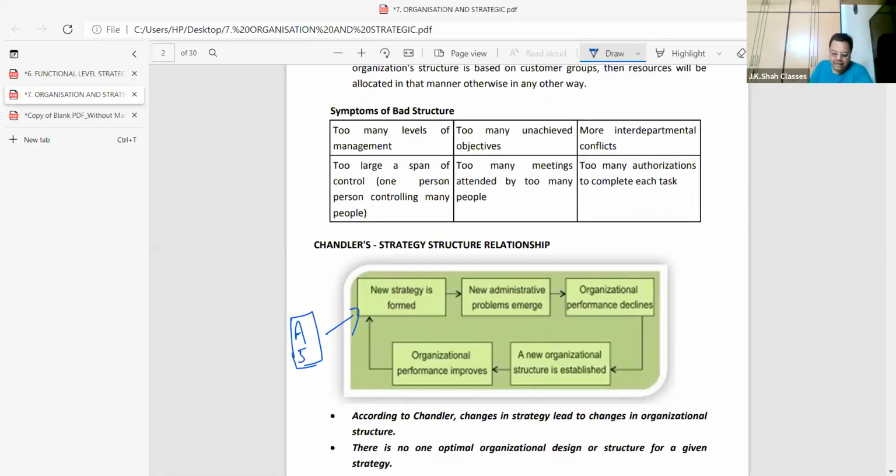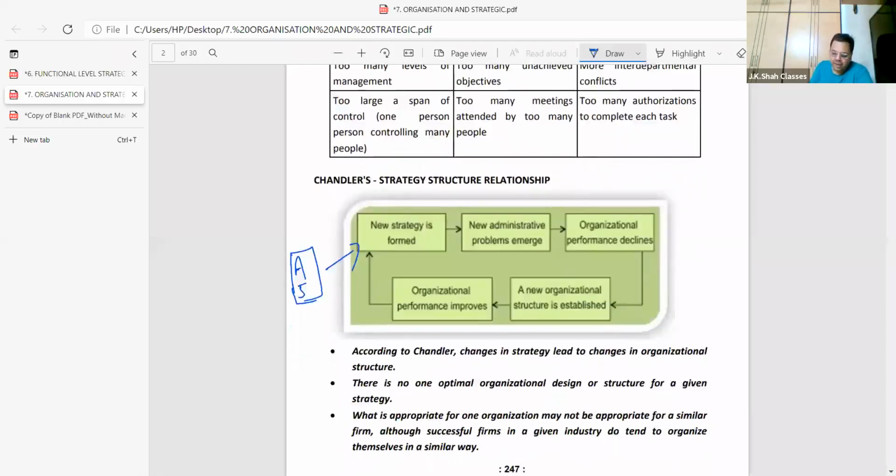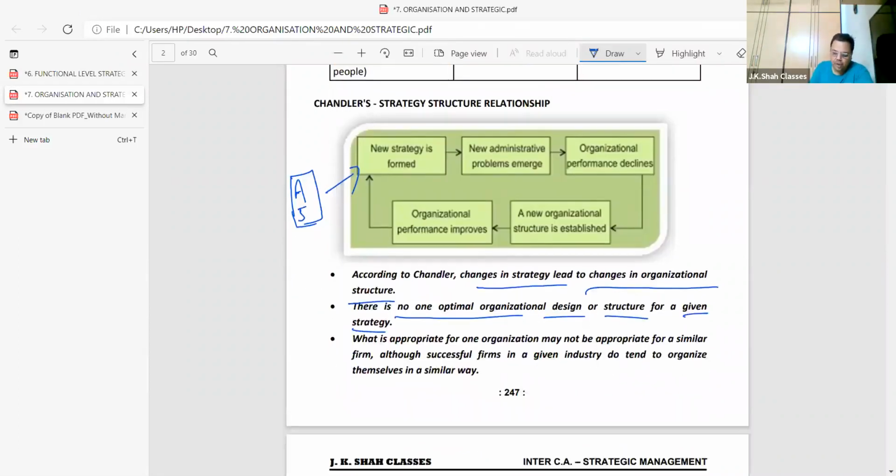So basically Chandler says, see, this is what is written. Changes in strategy lead to changes in organizational structure. There is no one optimal organizational design or structure for a given strategy. What is appropriate for one organization may not be appropriate for a similar firm, obviously. Although successful firms in a given industry tend to organize themselves in a similar way.